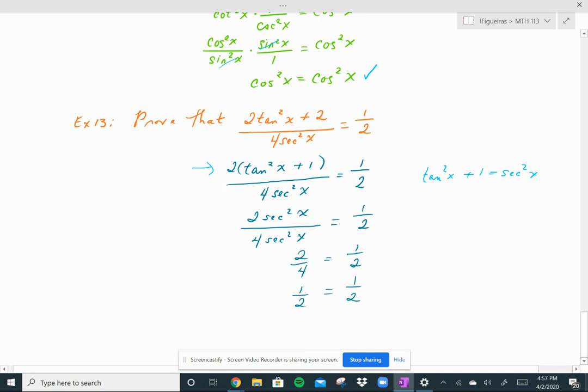So from the second line to the third line, I replaced tangent squared of x plus 1 by secant squared. But that means that I have 2 secant squared over 4 secant squared. The secant squareds cancel each other out, so you're left with 2 over 4, and when you simplify that, you get a half. So the left side equals the right side, so you have proven the identity.